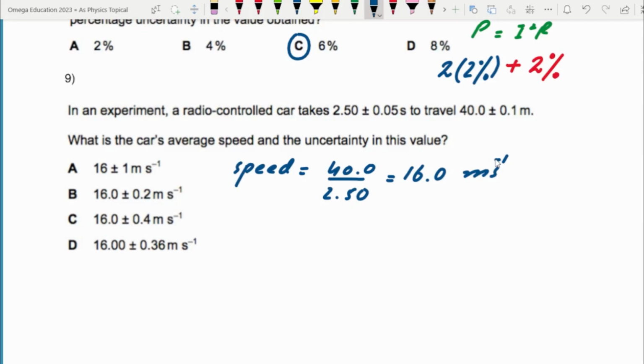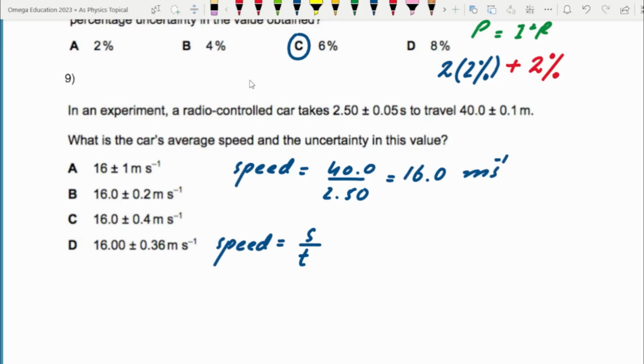But we need to find the uncertainty as well. So in the formula of speed, you have distance and time, and these two quantities are being divided. Whenever the quantities are being divided or multiplied, what do you do? You add the percentage uncertainties. So what is the percentage uncertainty of the first one? For time, it would be 0.05 divided by 2.50 multiplied by 100. What is the percentage uncertainty of distance? 0.1 divided by 40.0 multiplied by 100.